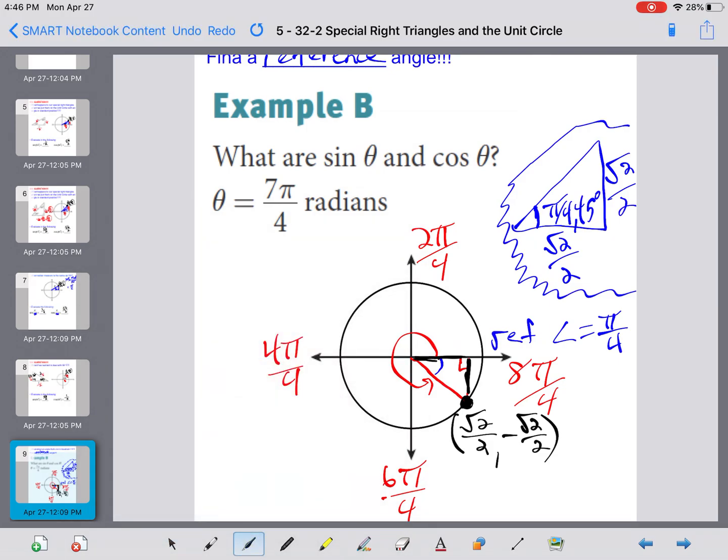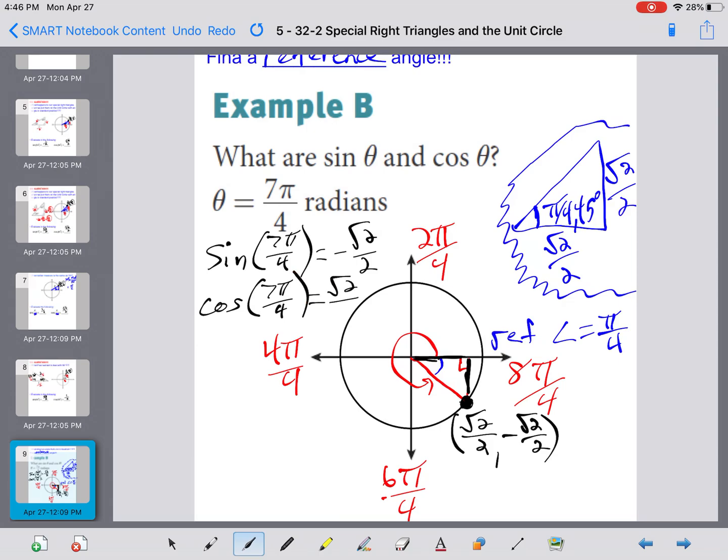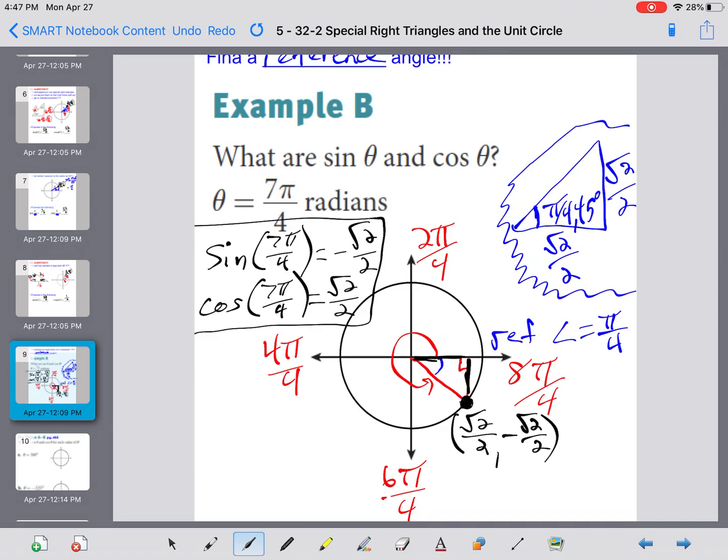So to answer the question, the sine of 7 pi over 4 is the y value of this point we found down here. So that's negative root 2 over 2. And the cosine of 7 pi over 4 is the x value, so positive root 2 over 2. And that's the answer. All right? So find the sine, find the cosine values, or like sine, find the x and y using those basic special right triangle angles we came up with.